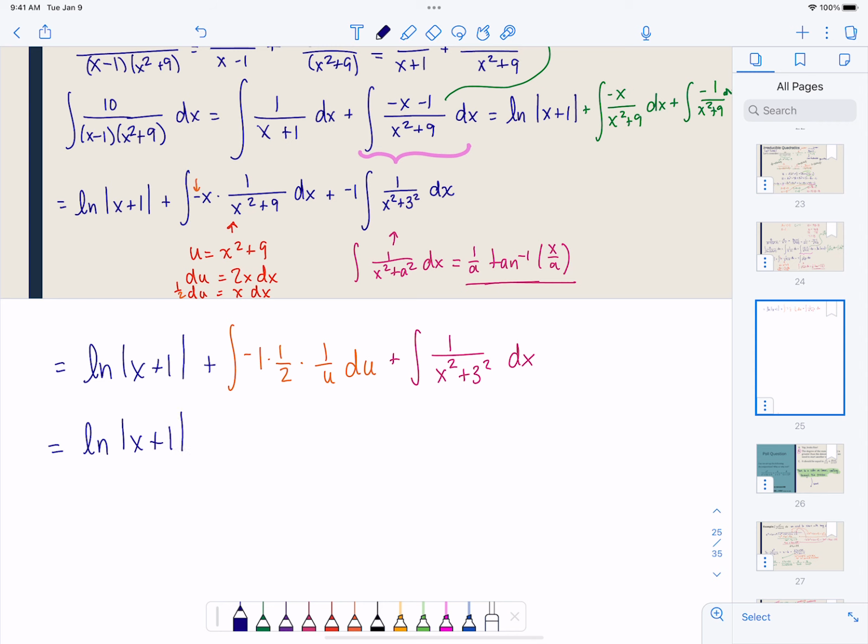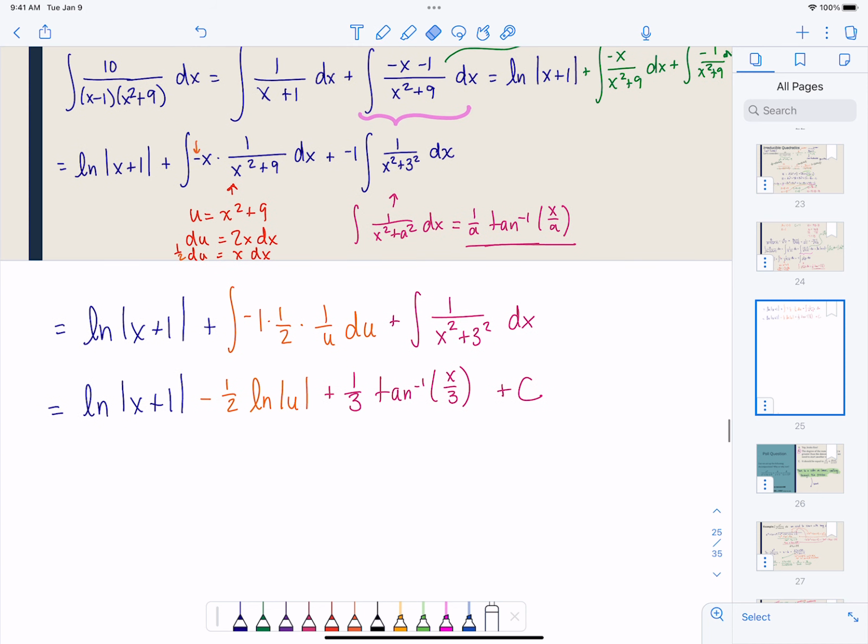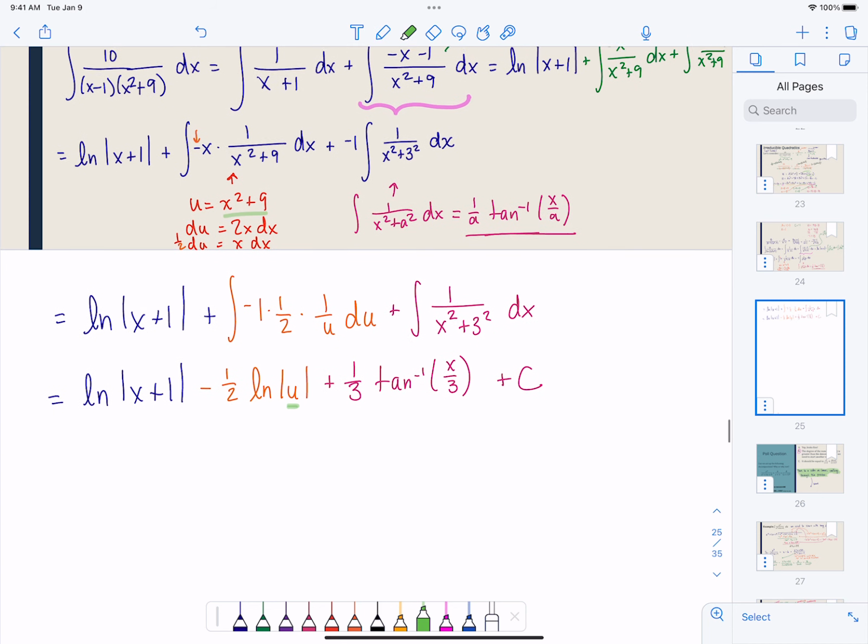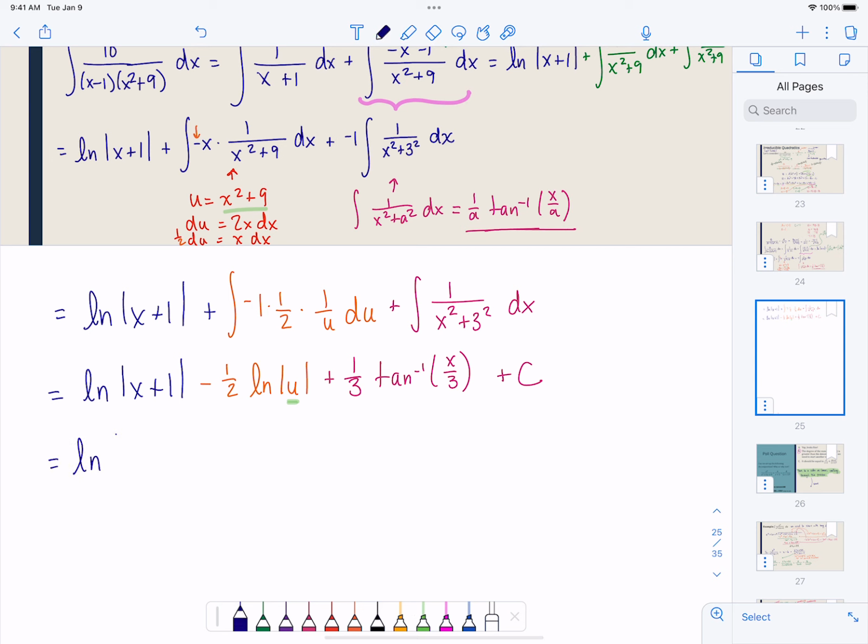So we get natural log of the absolute value of x plus 1. And then minus 1/2, we're going to get natural log of the absolute value of u. And then plus 1/3 inverse tangent of x over 3. We're going to have our plus c, and then we need to do just one little thing. We need to substitute back in for our u. So our whole answer is going to be natural log of the absolute value of x plus 1 minus 1/2 natural log of the absolute value of x squared plus 9, and then plus 1/3 inverse tangent of x over 3 plus c.